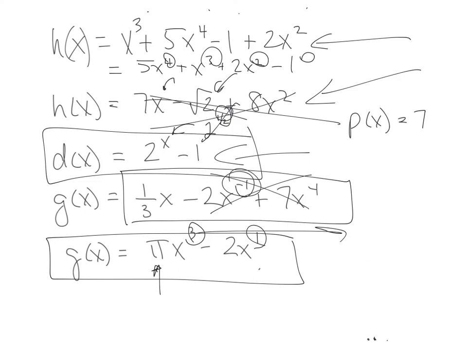Okay? There you go. Identifying polynomials by degree and type, and knowing when you don't have one.